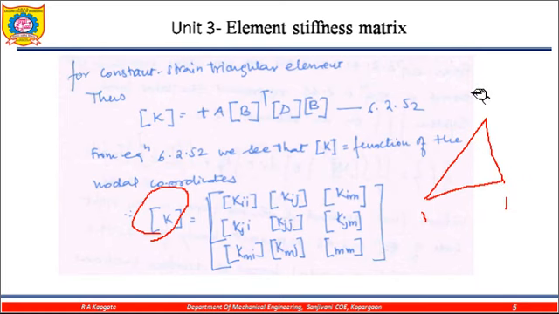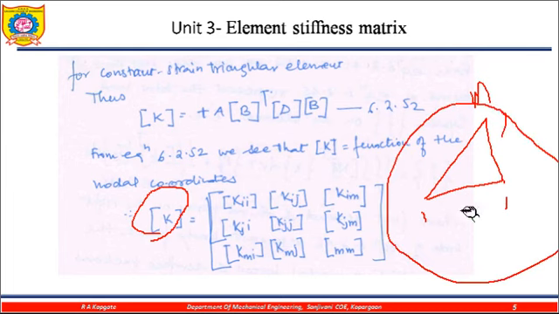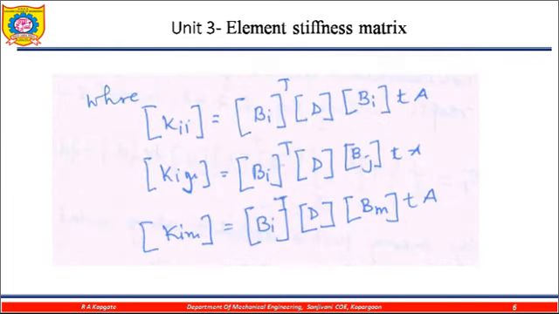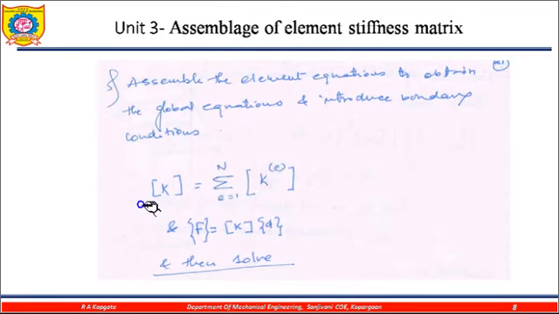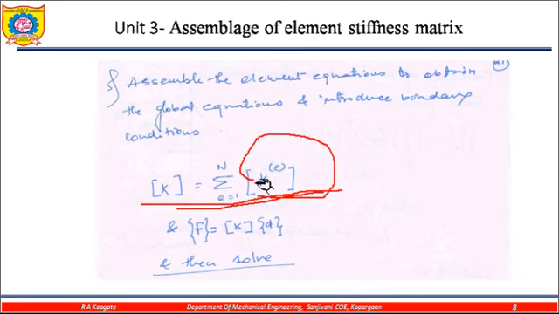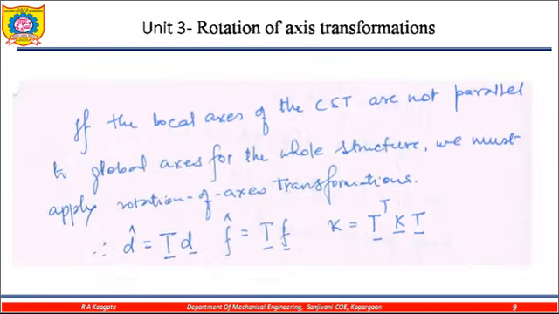If this is I, J and M, but there are a greater number of elements, that's why we have assembled that one. So this is the formula for assembling. So the K matrix is the assemblage of all the elements, 1 to n. So I am getting the force matrix equal to K matrix into D matrix, and then we need to solve it.